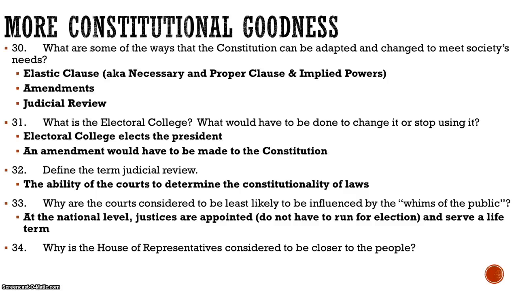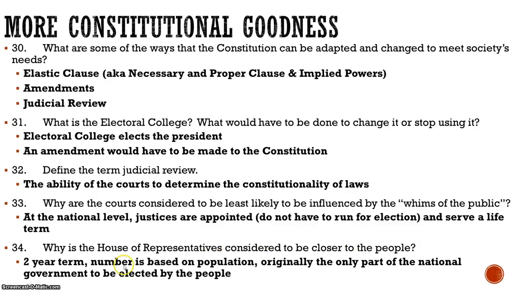Why is the House of Reps considered to be closest to the people? There's a couple of reasons why. First off, they have a 2-year term, so every 2 years they're running for re-election. Next, their numbers are based on population, so there are more representatives for the people. Originally, they were the only part of the national government that's directly elected by the people, because the Senate was elected by the state legislatures, and the president was elected and still is elected by the Electoral College, and the judges aren't elected.